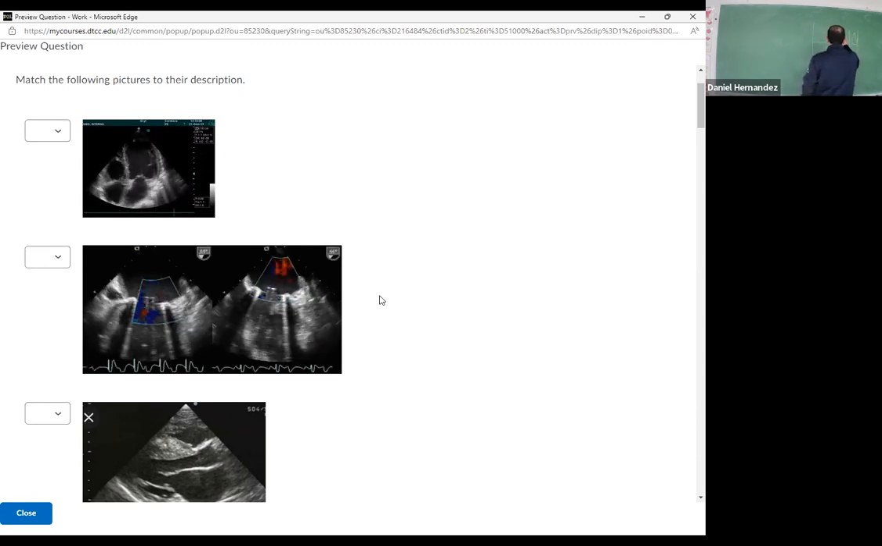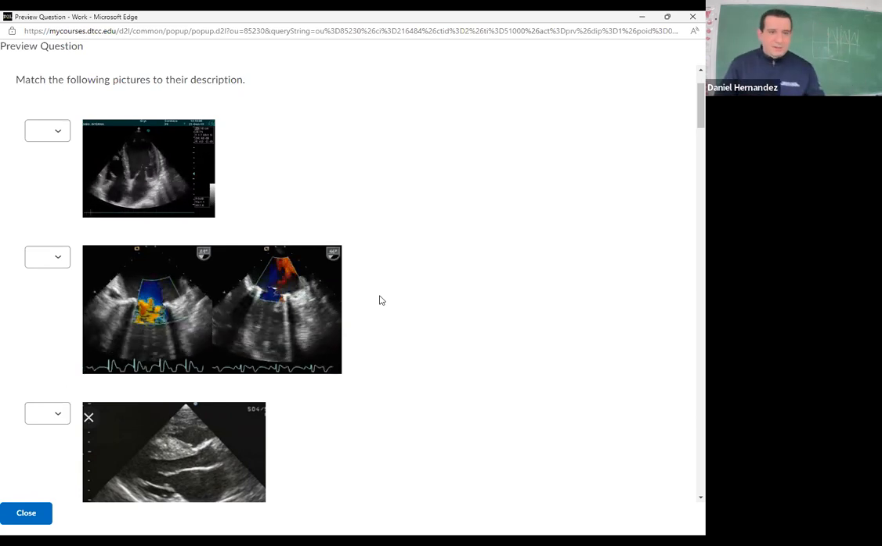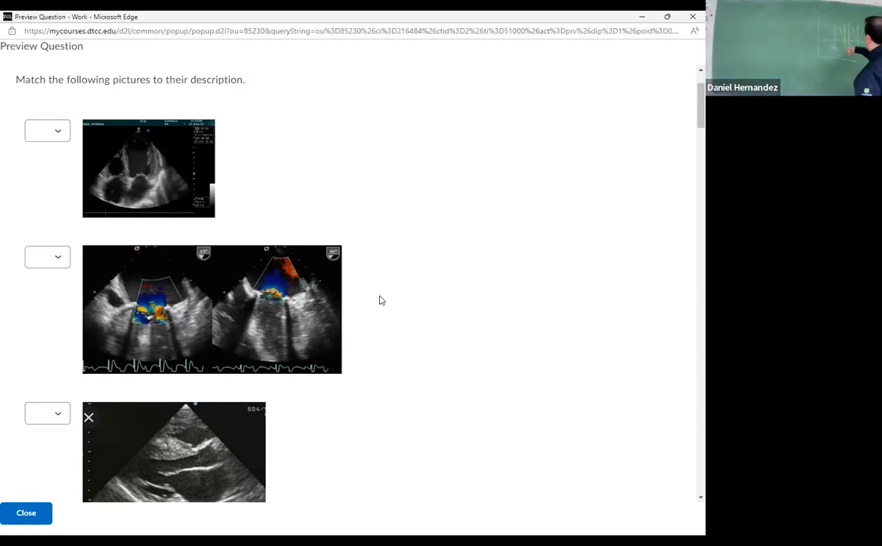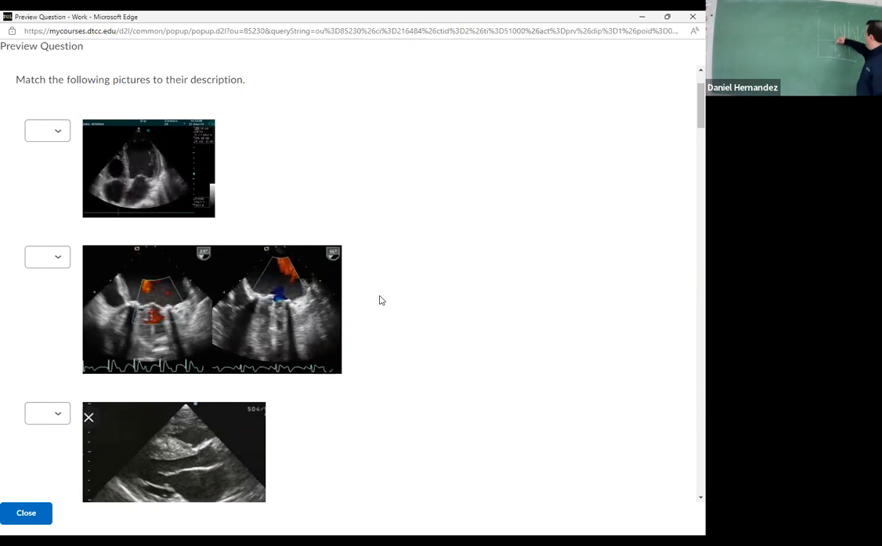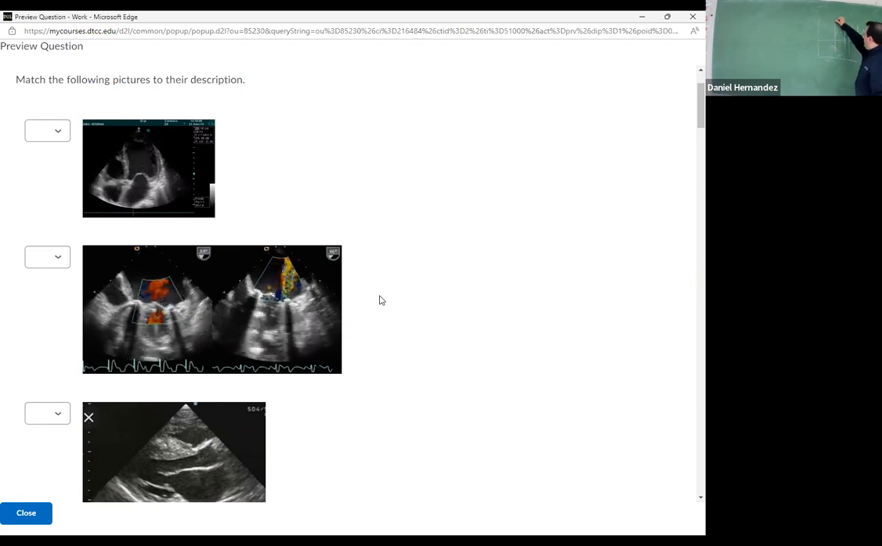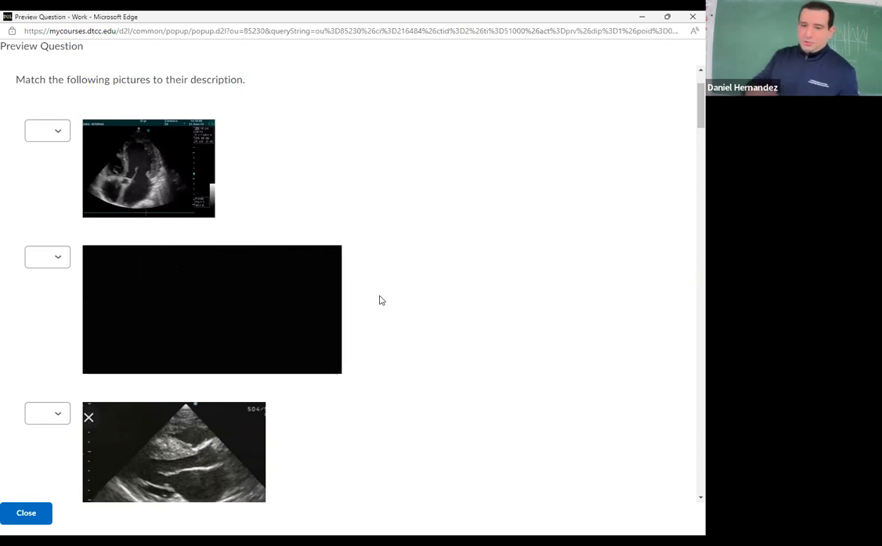With mechanical valves, I kind of over exaggerated it a little bit, but you'll see very pronounced open and closure lines for the valve itself. So the valve will open, you'll see the flow, and then you'll get a very pronounced closure line. So these are opening and closure lines that are very pronounced with the mechanical valves, those metal valves.